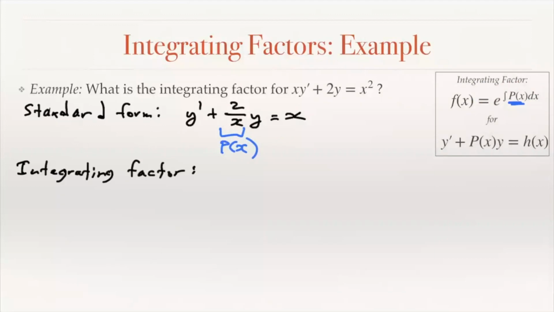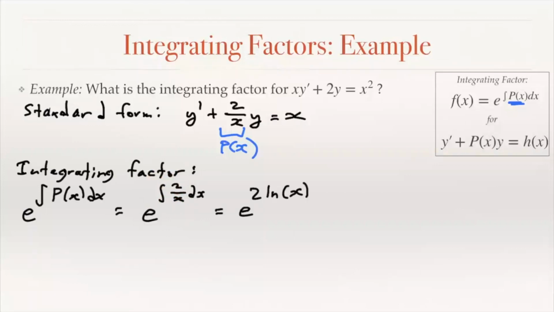So our integrating factor will be e to the power of the integral of p of x dx, which is e to the integral of 2 over x dx. Integral of 1 over x is ln x. The 2 just hangs out there. We can pull it out. So this is 2 ln x.